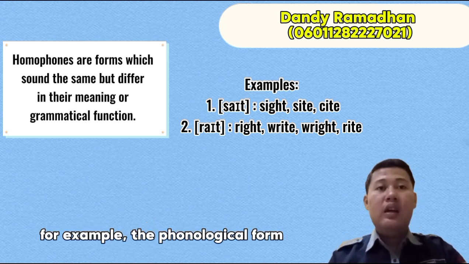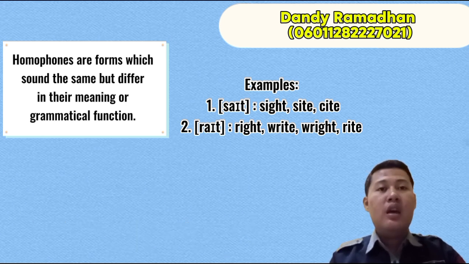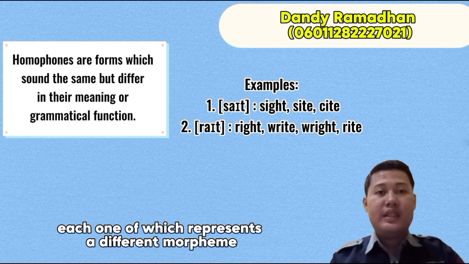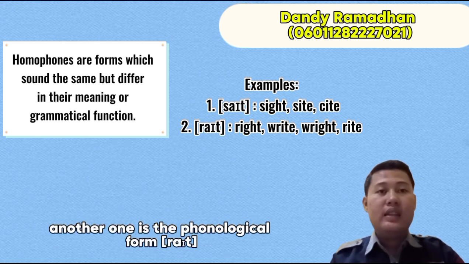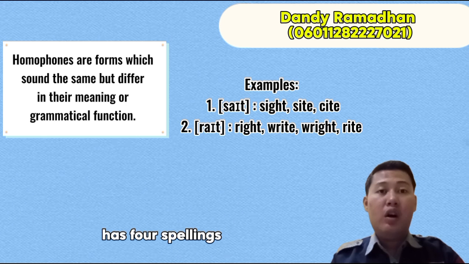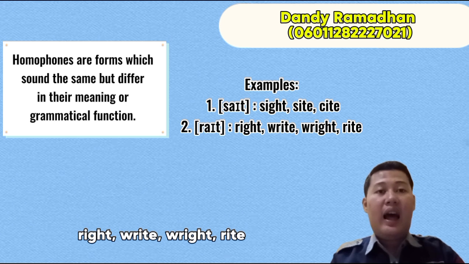For example, the phonological form sight has three orthographic representations, each one of which represents a different morpheme: site, sight, cite. Another one is the phonological form right, which has four spellings which represent four separate morphemes: right, rite, write, wright.